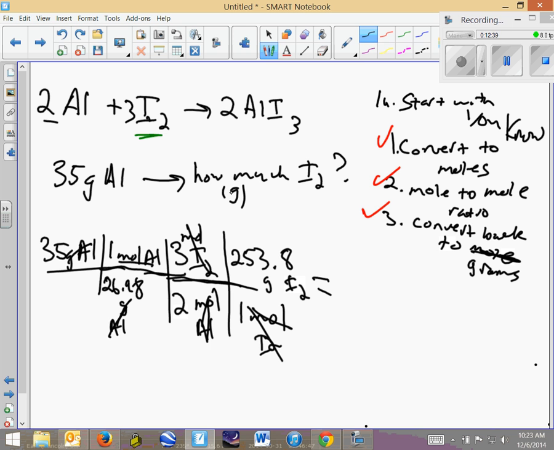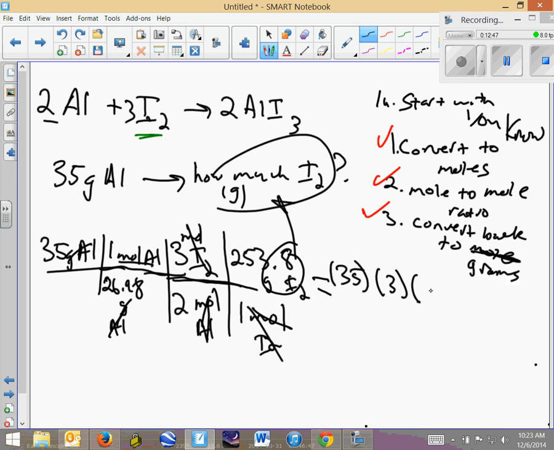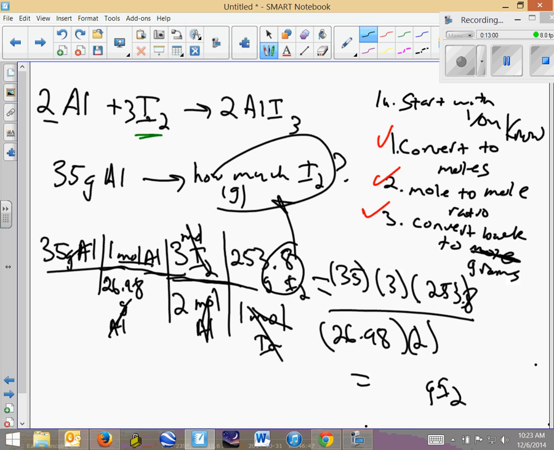Okay? Did I convert it back to grams? Does this label match up with what I want here? Yes, it does. It says 35 times 3 times 253.8 divided by 26.98 times 2 equals what I'm going for. Okay? Equals grams of iodine. I'm not going to write that out, but hopefully we get the idea here. I can do this with just about anything.